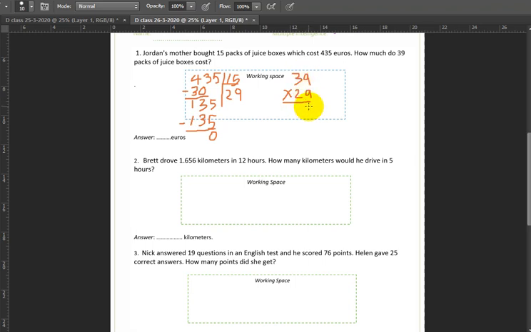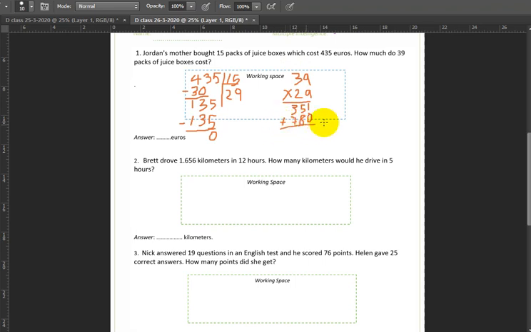9 by 9 makes 81. I write 1 and carry 8. 9 by 3 makes 27, and 8 that I carried over makes 35. Write 0 beneath the ones, and then we say 2 by 9 makes 18. I'm going to write 8, carry 1. 2 by 3 makes 6, and 1 that I carried over makes 7.